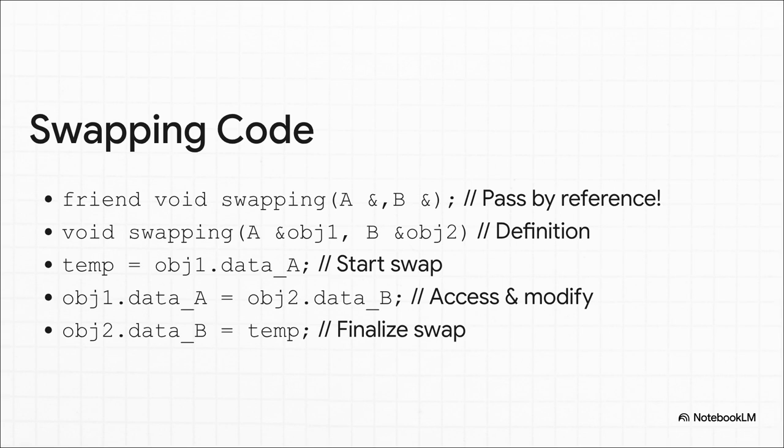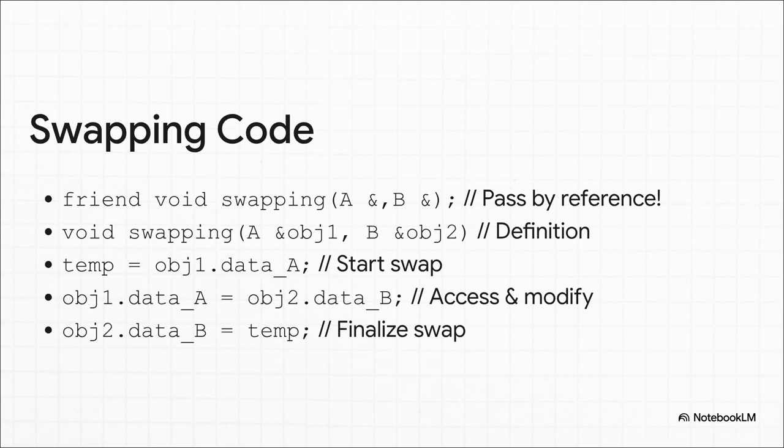void swapping(A& object1, B& object2). See those ampersands? They are absolutely everything here. They mean we're passing the objects by reference. If we didn't do that, C++ would just make copies of our objects. We could swap the data in the copies all we want, but the original objects back in our main function would be untouched. By passing a reference, we're giving the function a direct phone line to the real thing, allowing it to make permanent changes.